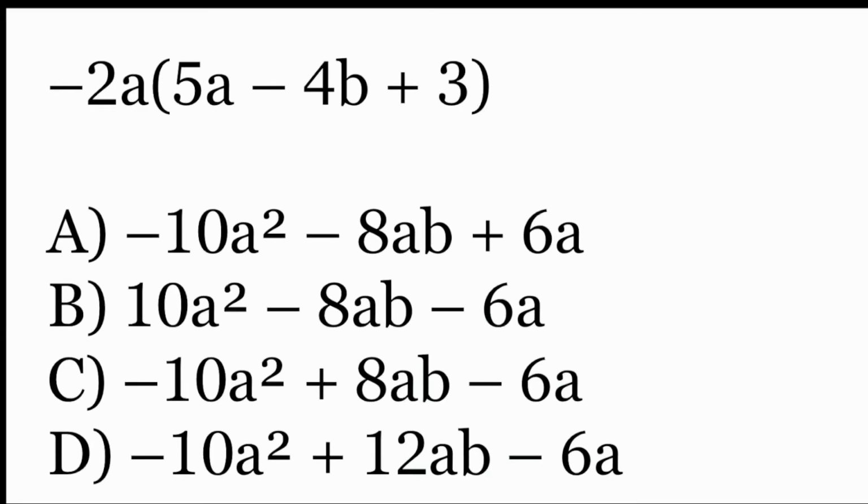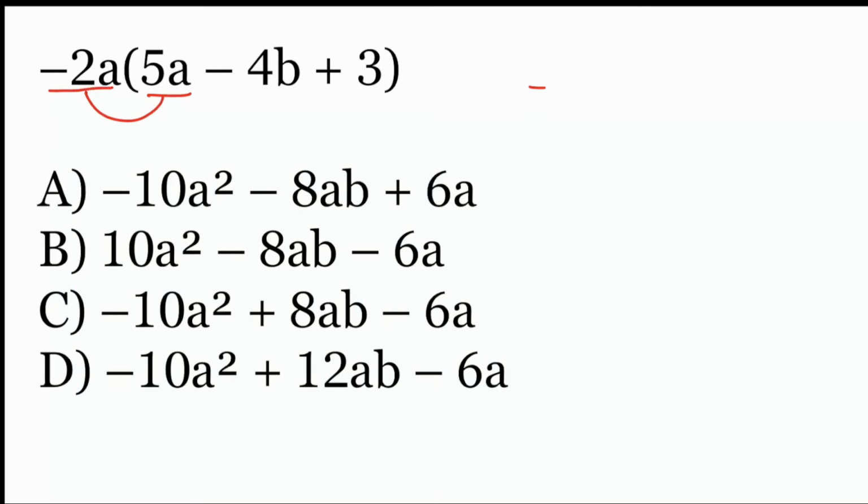So one thing at a time. Remember, everything on the outside, the negative 2a, is going to multiply with everything on the inside. So we're just going to take it one step at a time. So first things first, we'll have the negative 2a multiplied with the 5a. I'll write that down right over here. Negative 2a multiplied with 5a.